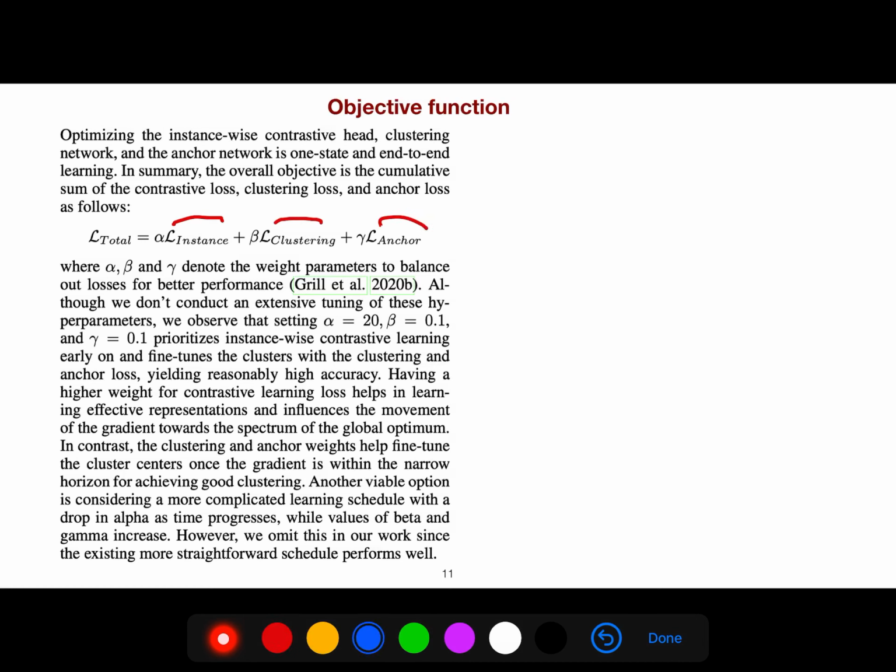And then we combine the different losses that we have. We have 3 different hyperparameters. We can play with them. So it's a trade-off between 3 different objectives.